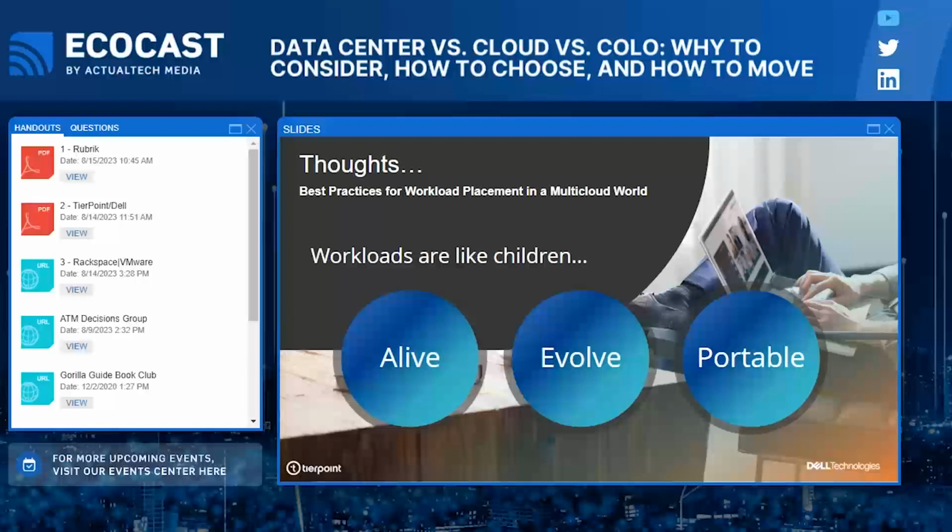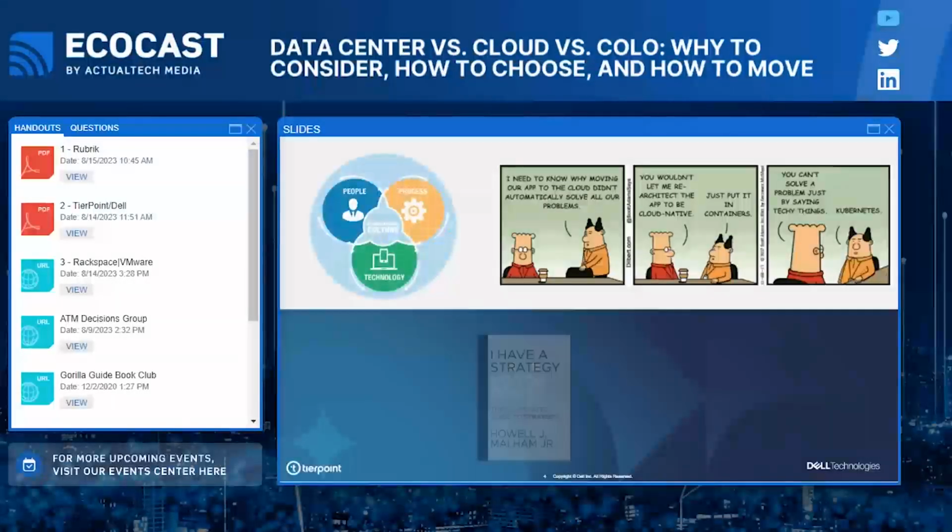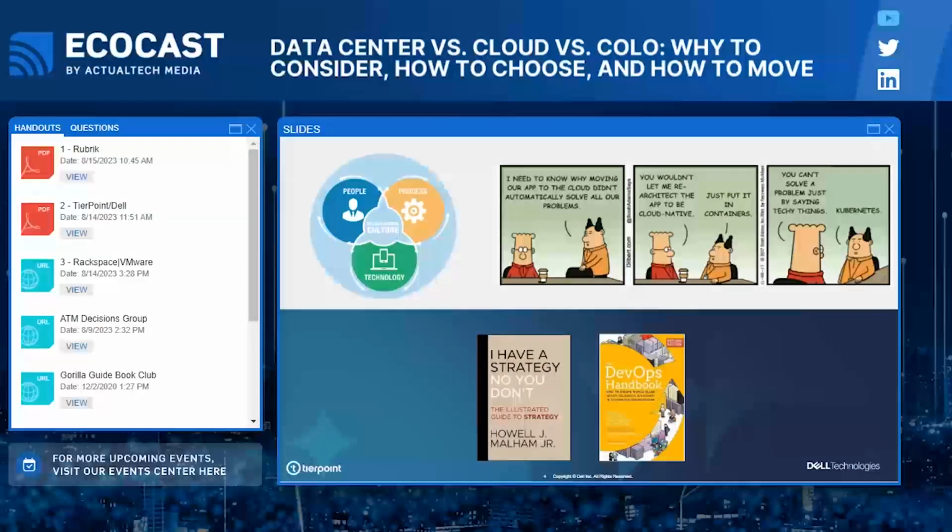But ultimately, I just want to start out with something slightly jovial, if you will. I'm going to build out this slide. When we think about workload placement in cloud, I have a lot of conversations, and of course you have to include Dilbert there, as we can't just solve a problem with techie things like Kubernetes.